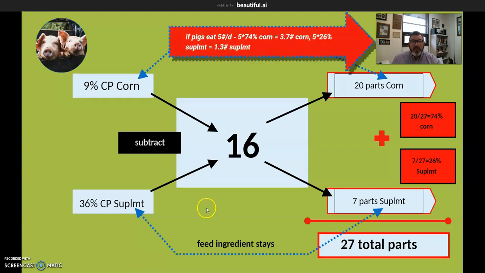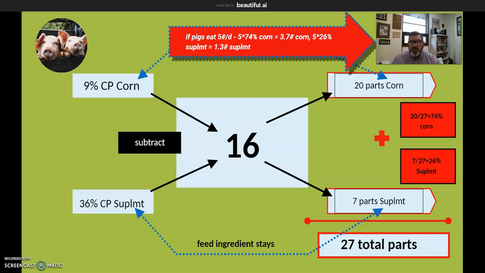If we go to the next slide, I just want to reiterate that if our pigs are eating 5 pounds a day, if we take 5 pounds per day consumption times 74% of the diet being corn, we would have to feed them 3.7 pounds of corn. If they're eating 5 pounds a day and 26% of it is supposed to be supplement, we'll need to feed them 1.3 pounds of supplement. Again, if we add this 3.7 and 1.3, that should give us 5 total pounds. So again, our ration is in balance and should deliver 16% crude protein.